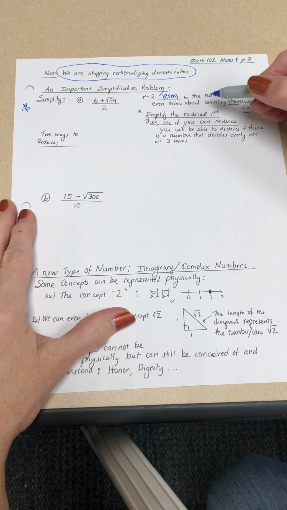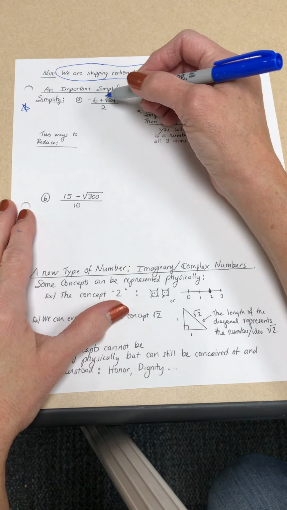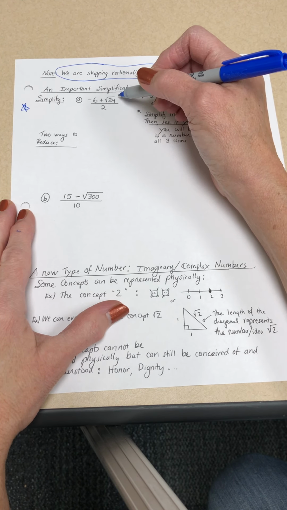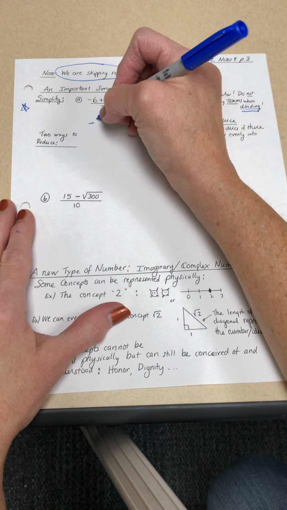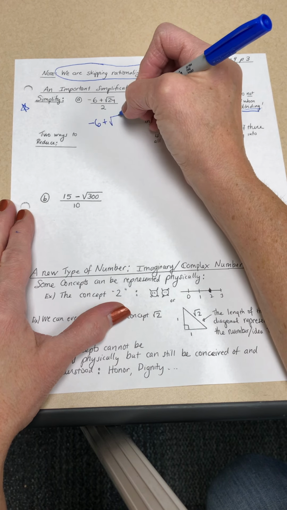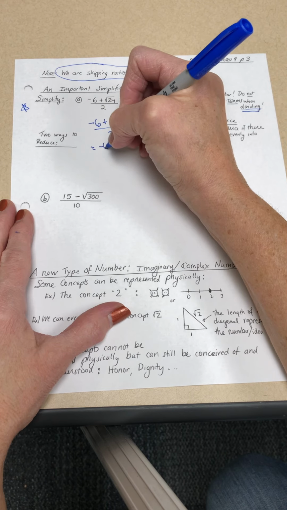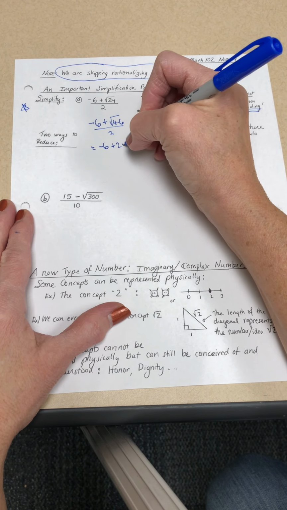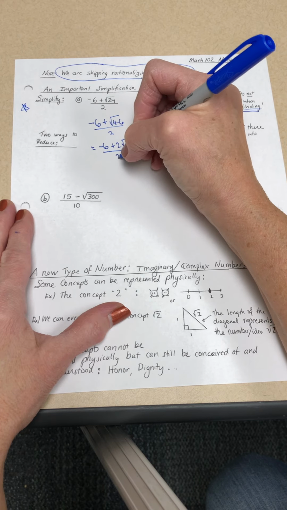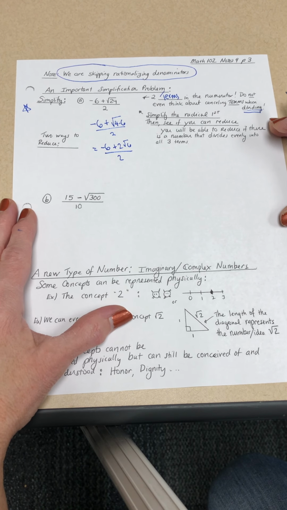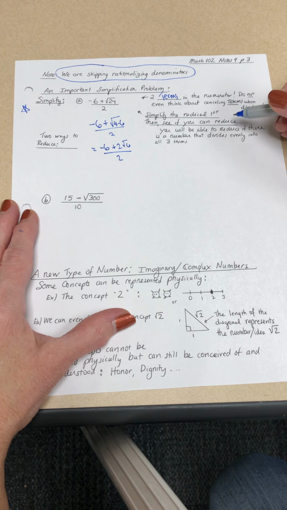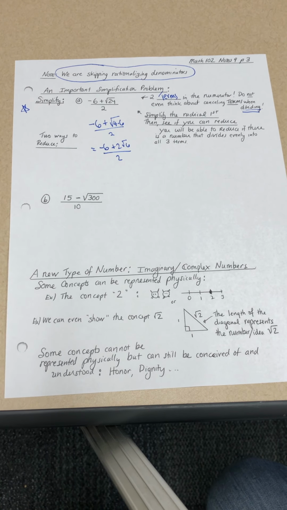The best thing to do first is simplify the radical if you can. All right, root 24. 24 is not a perfect square, but 4 divides into it. So that's negative 6 plus 4 times 6 over 2. So that's negative 6 plus 2 root 6 over 2. Now, the second thing you do is see if you can reduce. And there'll be 2 ways to reduce this. I'll show you both ways and use whichever you like the best.